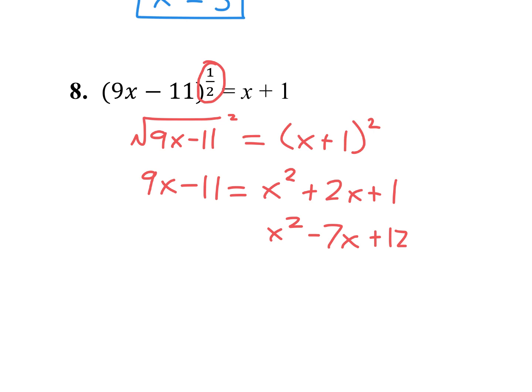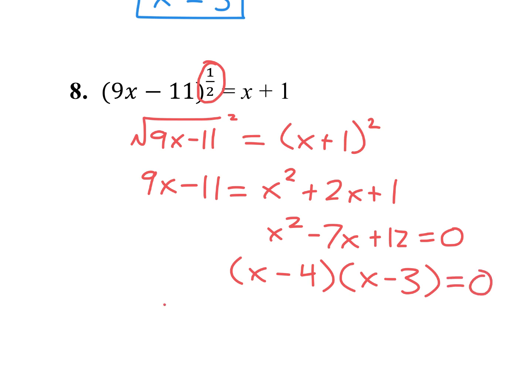All right, so I subtracted 9x on both sides. I added 12 on both sides. And I know this equals 0. That is factorable. All right, so I get 2 answers, x equals 4 and x equals 3.